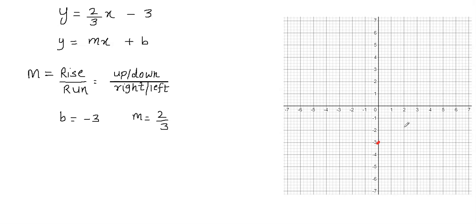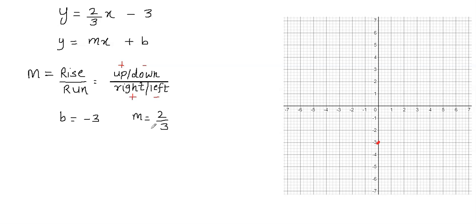Now I need a few more points to graph my line, right? Now I'm going to use my slope to graph a few more points. Remember that slope is rise over run. Rise tells me that I can go up or down, and run tells me that I can go to the right or move to the left. Rise is going to be positive if I go up, and rise is going to be negative if I go down. In the same way, run is going to be positive if I move to the right, and run is going to be negative if I move to the left.